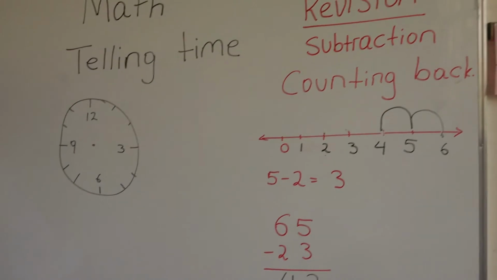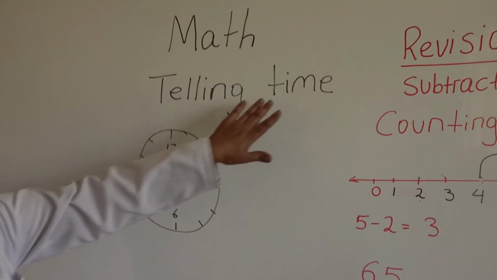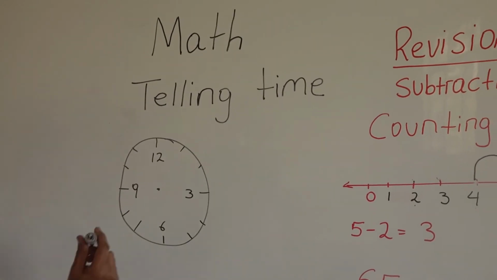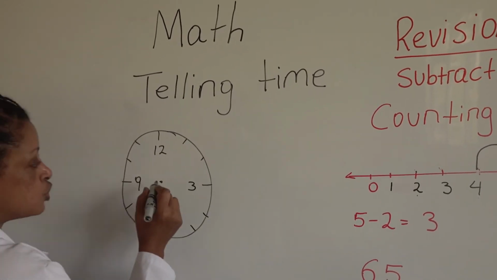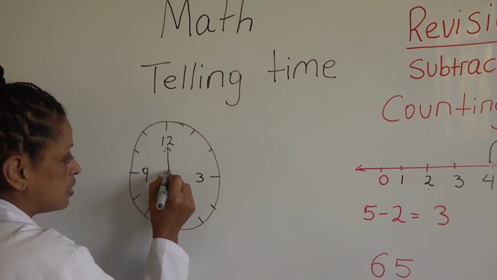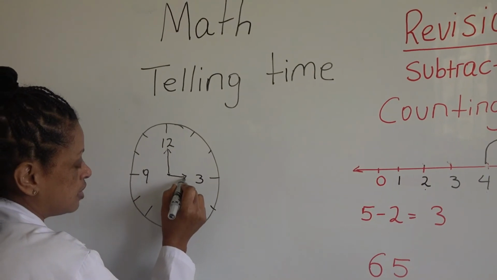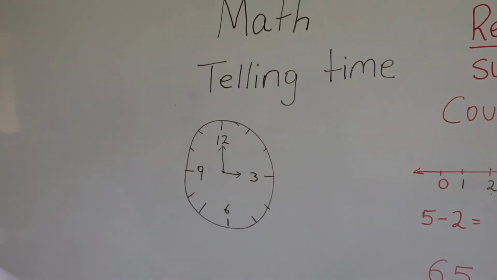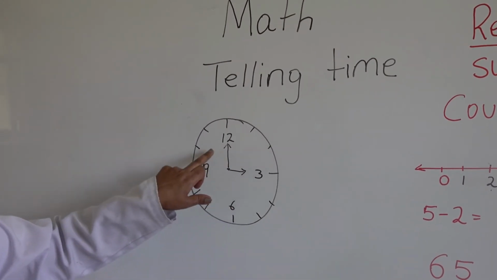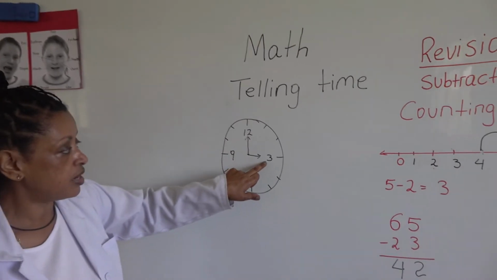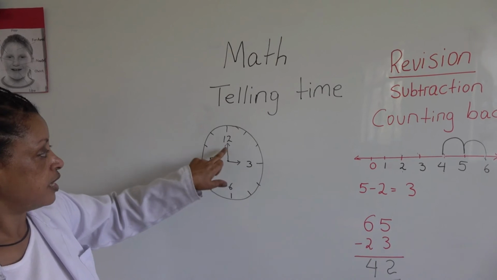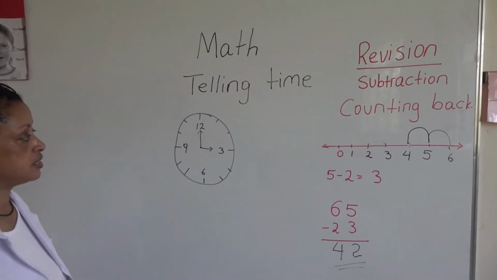Oh, today we have a new lesson. It's about telling time. There's a clock here. We have always in a clock short and long hand. This is a long hand and this is a short hand. Always the short one is telling us about the hour, the real time, and the long one is telling us about the minute. The short one is telling us about the hour, and the long one is telling us about the minute.